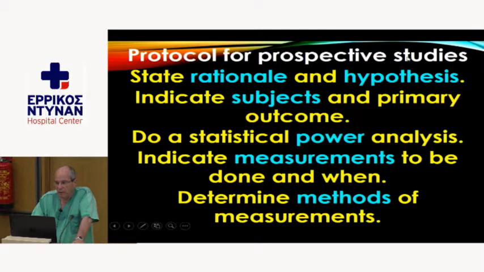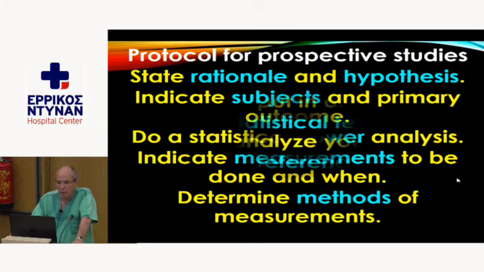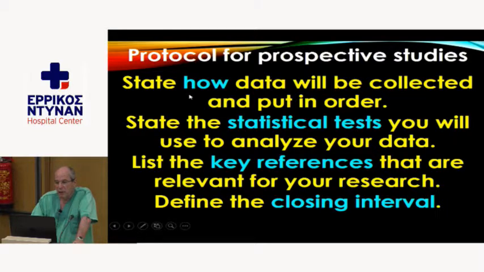When you have a prospective study to do, in the protocol you must state rationale and hypothesis. You must indicate the subjects and the primary outcome. You must do a statistical power analysis to have an idea of how many patients you need to demonstrate your endpoint. Indicate measurements to be done and when. Determine methods of measurements. You must state how data will be collected and put in order. And now the most important thing, you must state the statistical test you want to use to analyze your data. You must list the key references and define the closing interval.